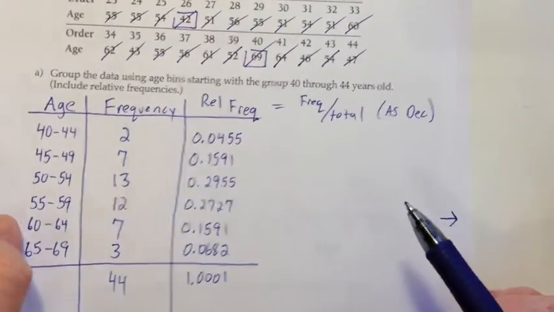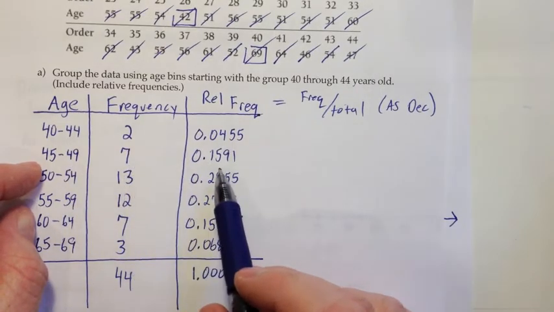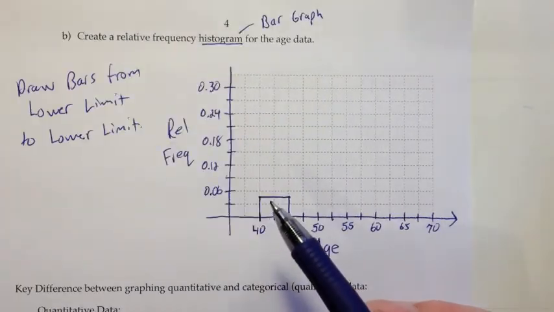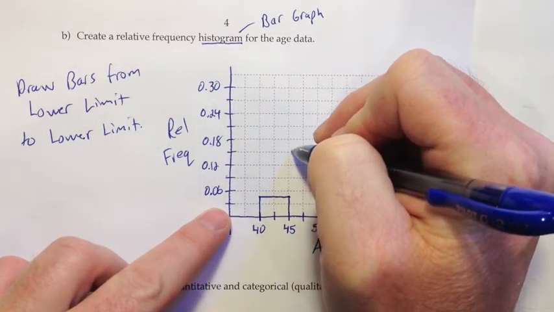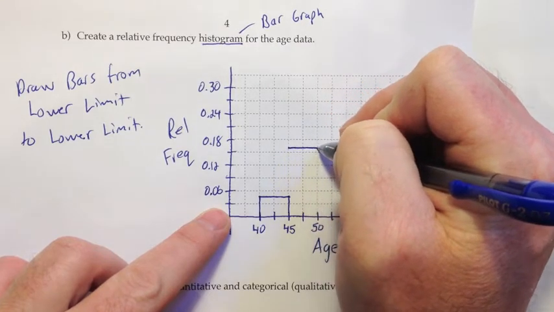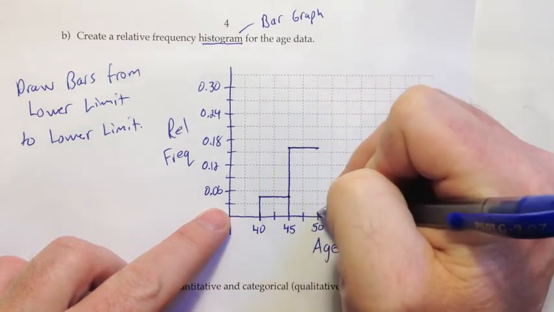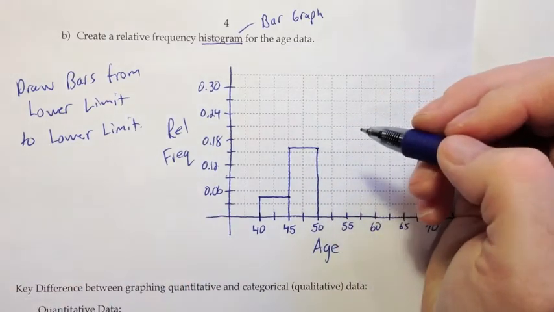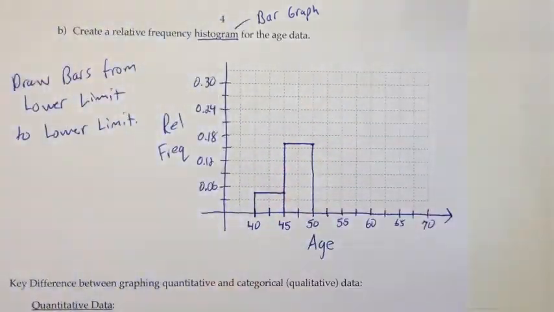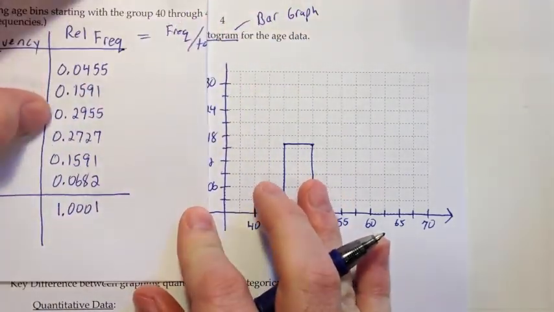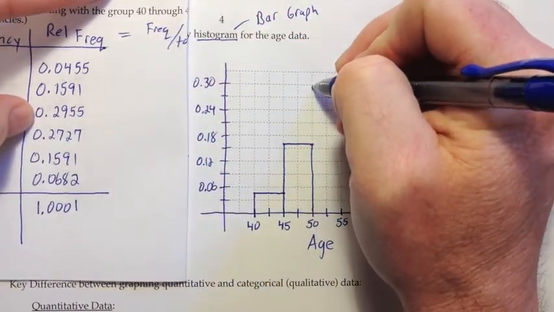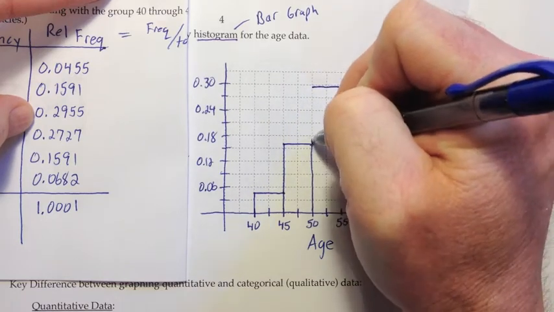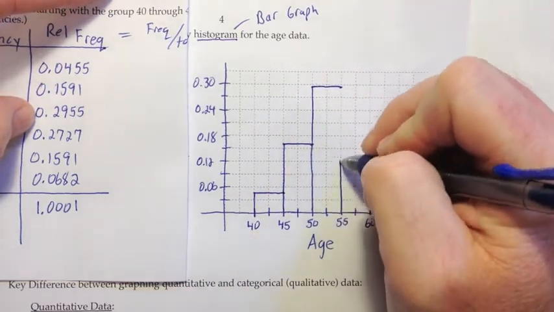When we go to do the next one, for the late 40s, we need to make it all the way up to 0.1591. So here's my 0.15 line. So this is 0.15, 0.1591 would be just a little bit above that, and going from 45 to 50. And I just keep continuing on in that fashion. I'll go ahead and fold this up a little bit so we can see those other ones. The next one is 0.2955. So that would be the one that's almost all the way up to 0.30. So I'll draw that one in.